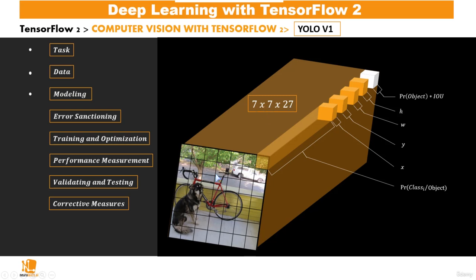And then the 7 by 7 is simply the number of grid cells. So basically what YOLO does is, for each of the grid cells, it's going to say whether there is an object.